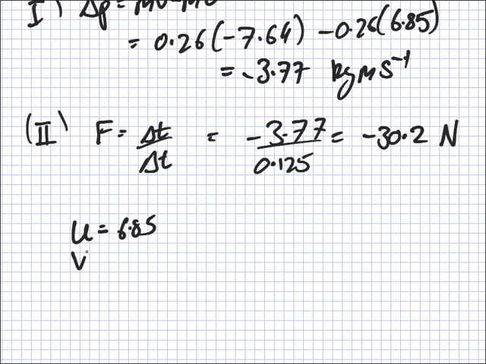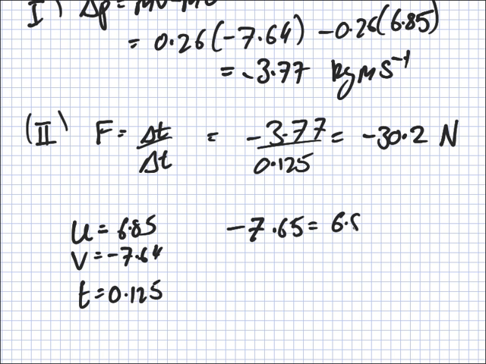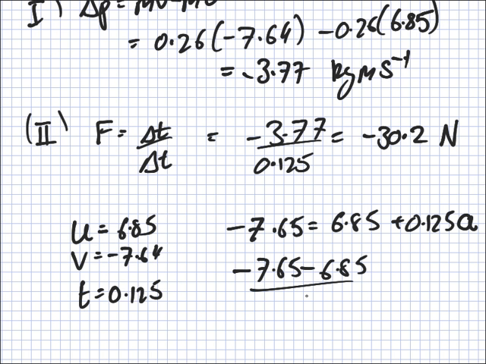6.85. And the V, minus 7.64. And the T is 0.125. And we would like the A. What gives us the A easily? V equals U plus AT. Like that. So minus 7.65 minus 6.85 over 0.125. What's that there?